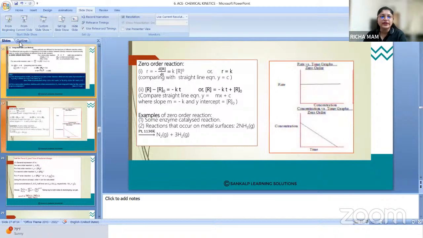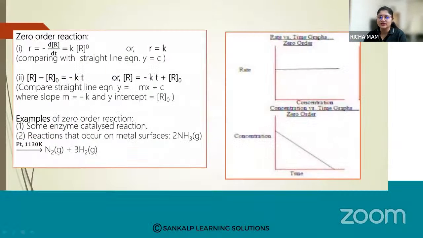Next we are going to study the order of reaction. The first one is the zero order reaction. Now what do you mean by zero order reaction? A reaction in which the rate of the reaction is proportional to the zero power of concentration. Please note the definition.